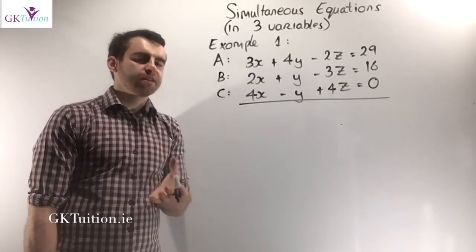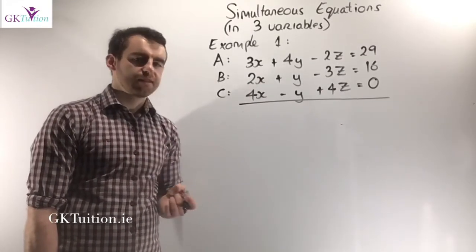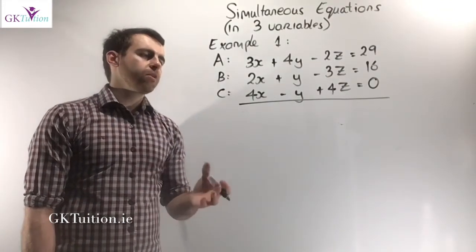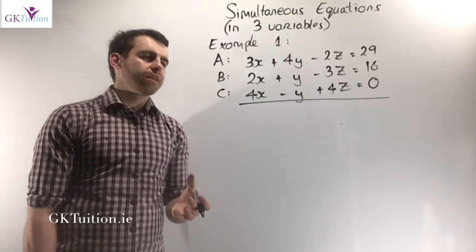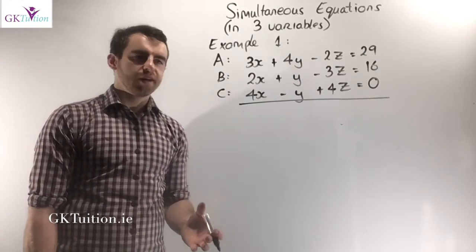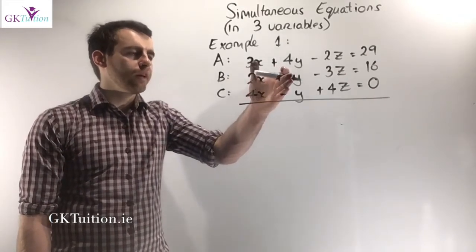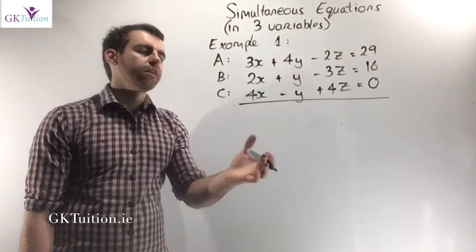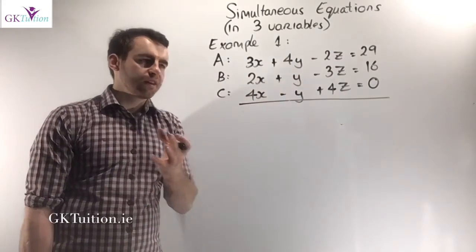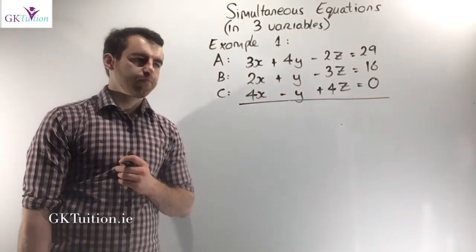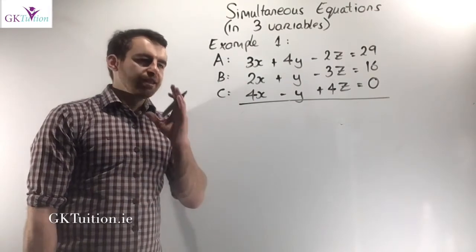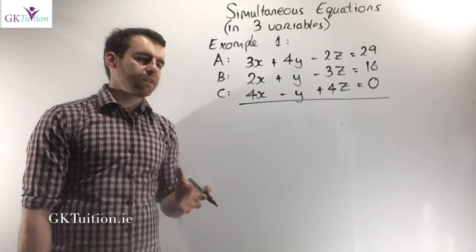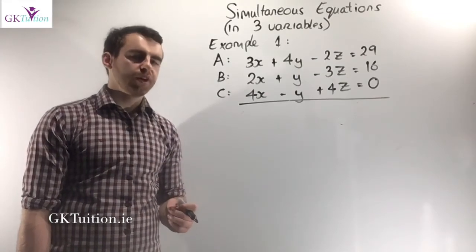I need to eliminate either the x's, the y's, or the z's. It doesn't matter which one I eliminate, I'll end up with the same answer either way. If I'm looking at this one, it's clear to me that the easiest letter to eliminate is the y's, because there's a 1y here and a minus 1y, so those can already cancel each other out, and there's a 4y here. It'll be relatively easy to cancel out my y's in this case. So what I need to do is take two of these equations and try and cancel out my y's. The easiest ones to take here are equation B and equation C.